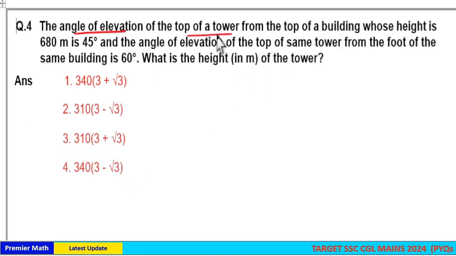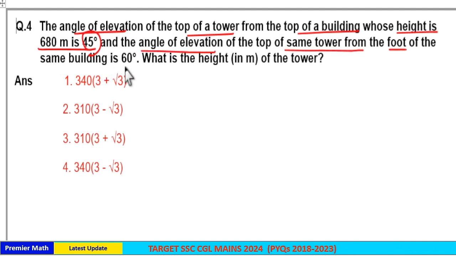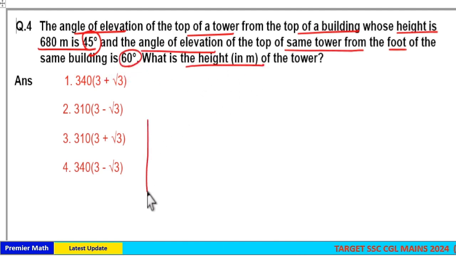The angle of elevation of the top of a tower from the top of a building whose height is 680 meters is 45 degrees, and the angle of elevation of the top of the same tower from the foot of the same building is 60 degrees. What is the height of the tower? Here this is the height of the building, which is 680 meters.